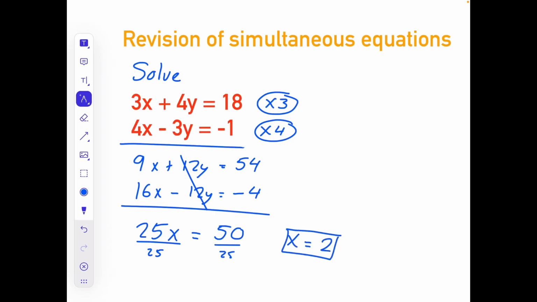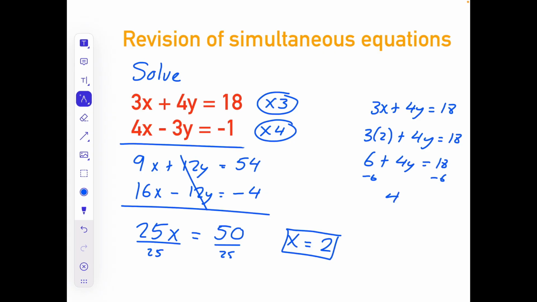So that's one of my answers. Now I need to solve for y. I'm going to take my top equation, and I know that x is 2. So it's going to be 3 multiplied by 2 plus 4y is equal to 18. 6 plus 4y is equal to 18. Subtract 6 from both sides. Divide both sides by 4. We get that y is equal to 3.